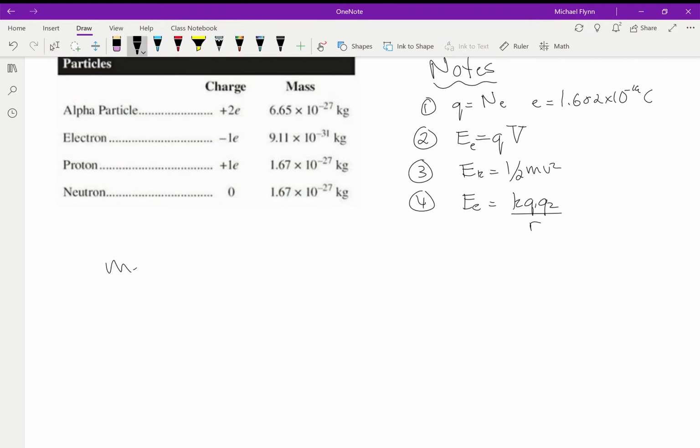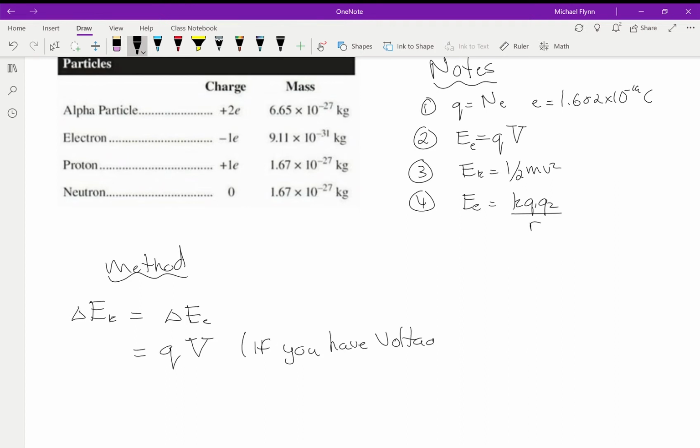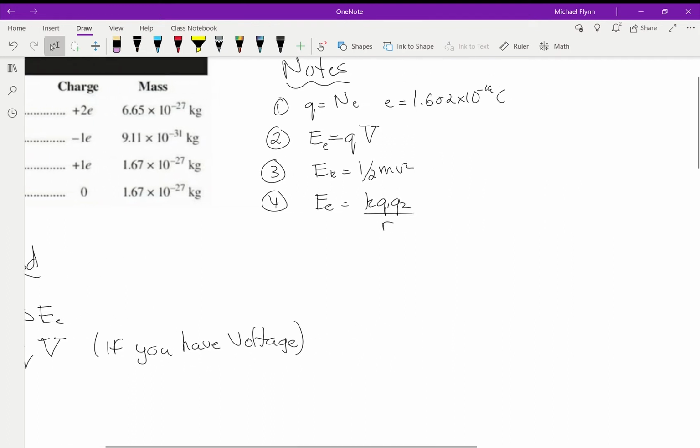Okay, method. The general method is to say that the change in kinetic energy is equal to the change in electric potential energy in the system. Now, you use this if there's no voltage given, but you could also use the voltage if the voltage is given. That makes it really easy. That's if you have voltage. And remember, the word for voltage is potential.